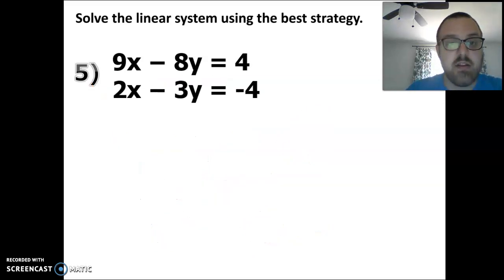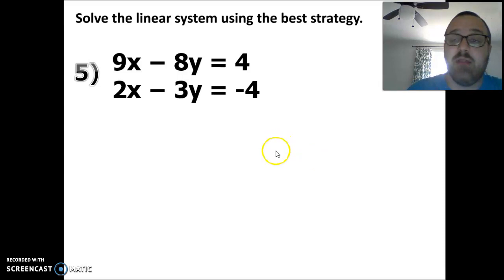Okay, let's get to this one. This is the last one we'll do together. So once you guys go ahead and think about what you would do for this one, what would your strategy be to solve this one? Okay, so here's what I would do.